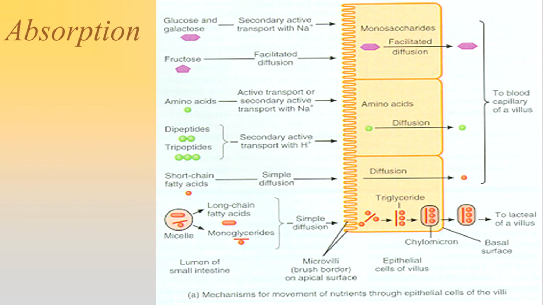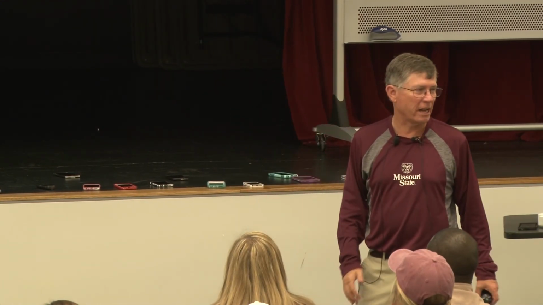And glucose and galactose cross the apical membrane by secondary active transport. Now let's just use this as a bit of an opportunity to review, which is always fun. What is secondary active transport?